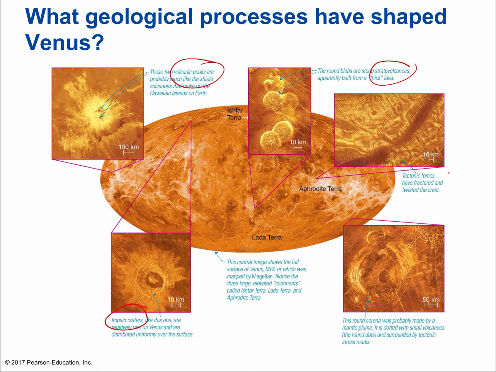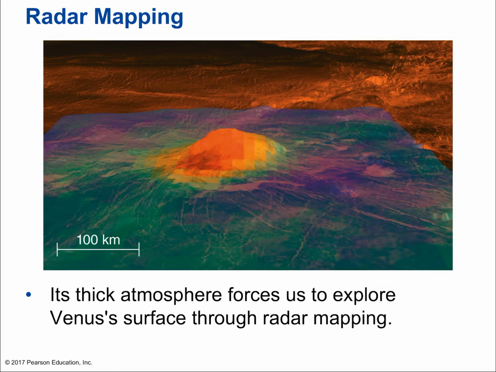Tectonic forces have fractured the crust, so there's big fractures. Round coronas probably made by a mantle plume, right? So a big plume of lava coming up to the surface like a super volcano. All right. So these are all features of this super hot surface of this planet Venus. All right. So what's going on on Venus?